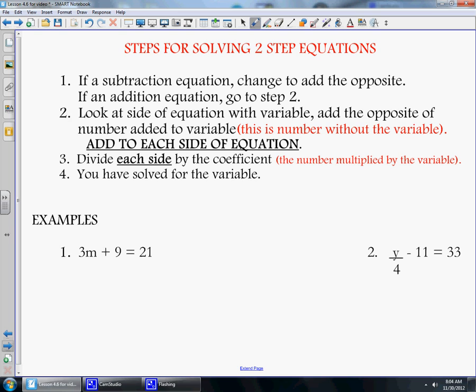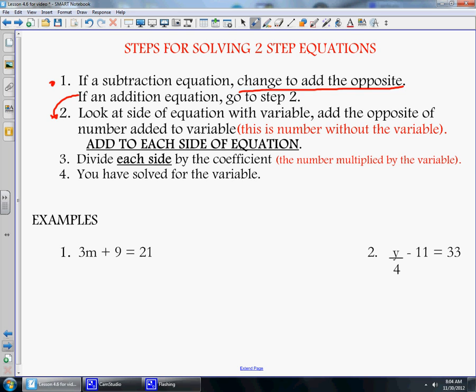So the first step is, if it's a subtraction equation, you're going to change it to add the opposite. So you change the minus to a plus, and you take the opposite of the number behind it. If it's an addition problem, then you're going to skip right down to step 2. You're going to look at the equation with the variable, add the opposite of the number that's added to the variable. It's the number without the variable. You add that to each side. And then step 3, divide each side by the coefficient. And step 4, you solve for the variable.